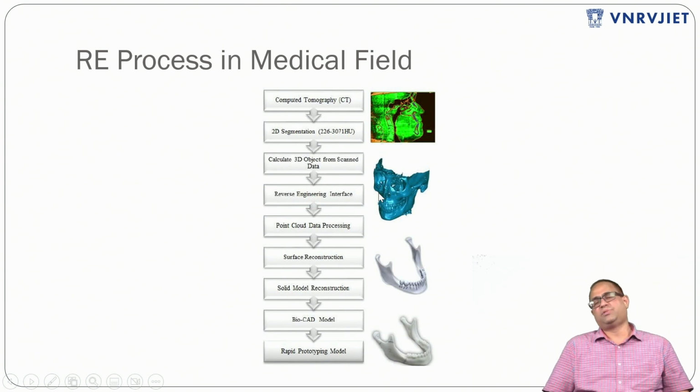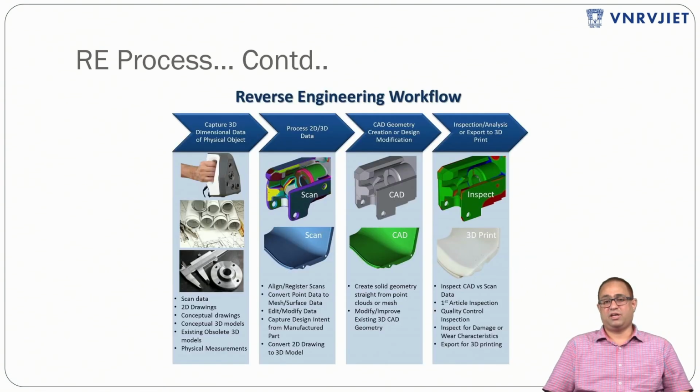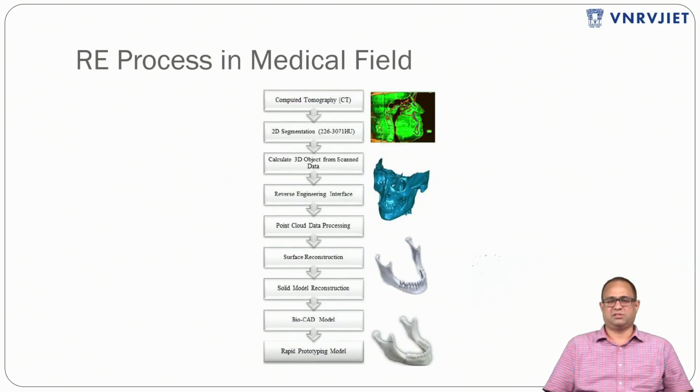This is applicable for engineering applications, but we are already aware of the medical applications. So what is the process for medical applications? Suppose you want to scan and print the organs inside our body. Then the data is extracted from CT scans or MRI scans, and then image segmentation is done using certain medical modeling software.